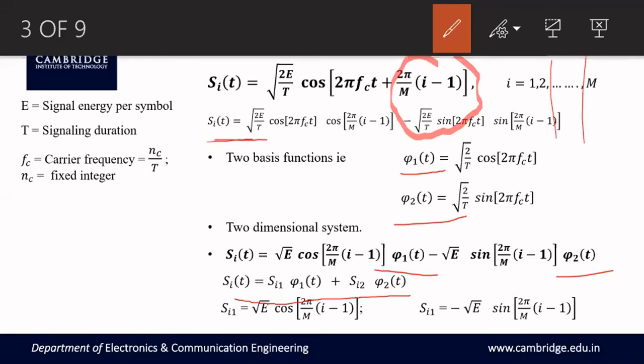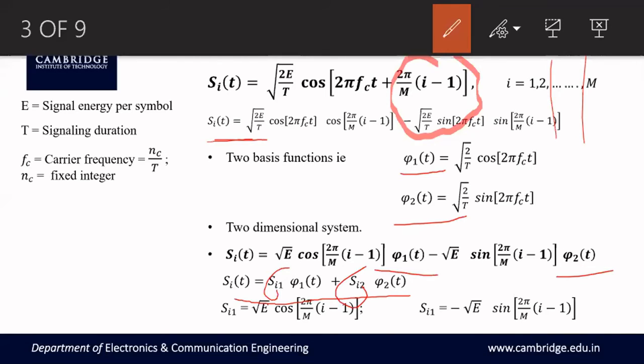In simple form, finally, the coefficients of phi 1(t) and phi 2(t) will be those values of the phase, with this plus and minus. So we call them s_i1 and s_i2. So that comes in standard form. Okay. Let me summarize this slide.